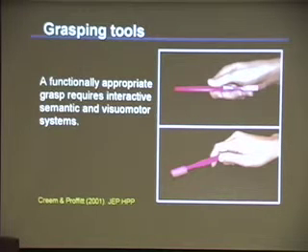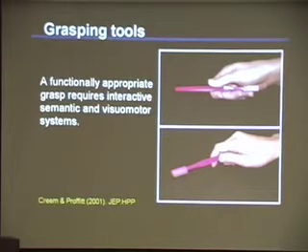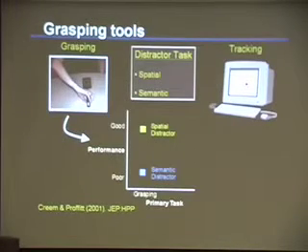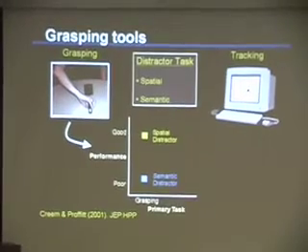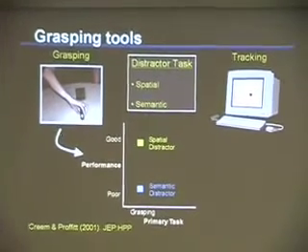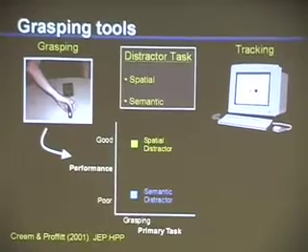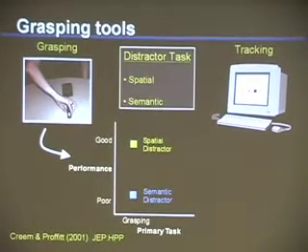So in some work that I did several years ago, we hypothesized that a functionally appropriate grasp, so one that is appropriate to the function of that object, requires an interaction between semantic and visual motor systems. In order to test this, we did a series of behavioral studies that involved a dual task paradigm. And the main task that we were looking at involved how people simply pick up objects.